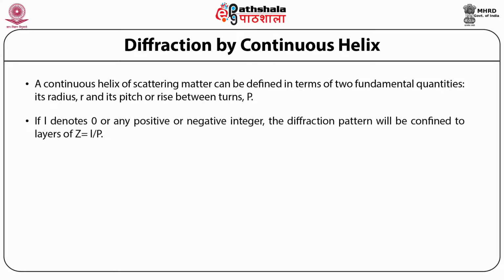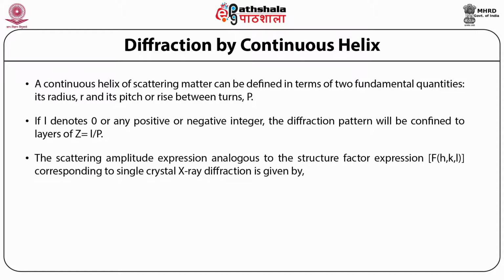If l denotes 0 or any positive or negative integer, the diffraction pattern will be confined to layers of Z equal to l over P. The scattering amplitude expression, analogous to the structure factor expression F(hkl) corresponding to single crystal X-ray diffraction, is given by F(R, psi, l/P) = J_l(2 pi R r) e^{il(psi + pi/2)}. J is the Bessel function.